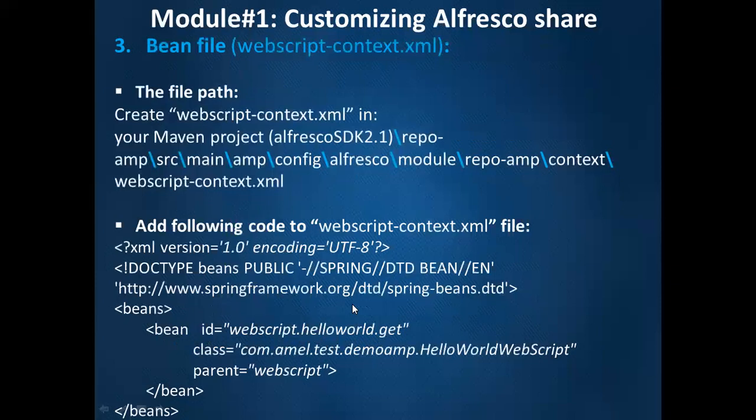For example, for the descriptor file, we wrote helloworld.get.desc.xml. And we will see in a template file as well, helloworld.get.html.ftl. It means that the ID name of your files, you will write here. As my example is hello world, webscript.helloworld.get, because we'll display your message.